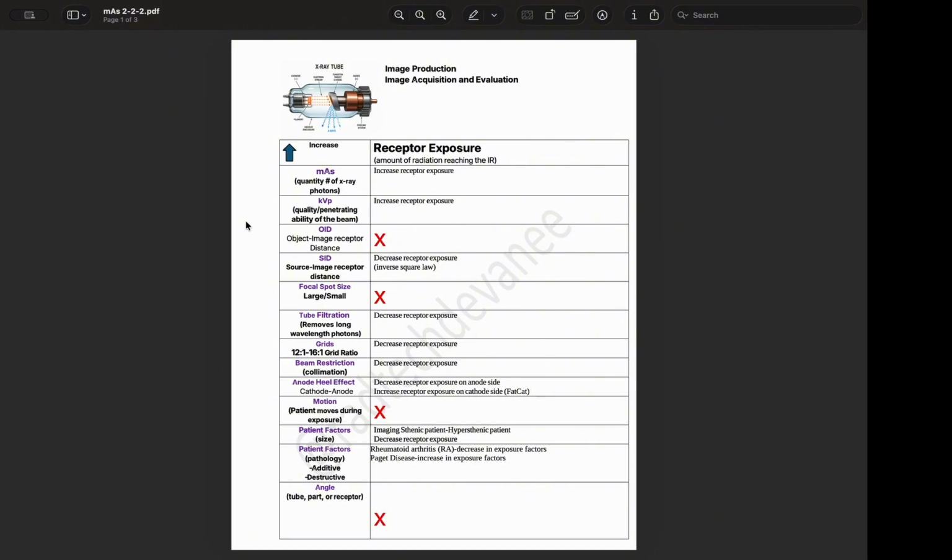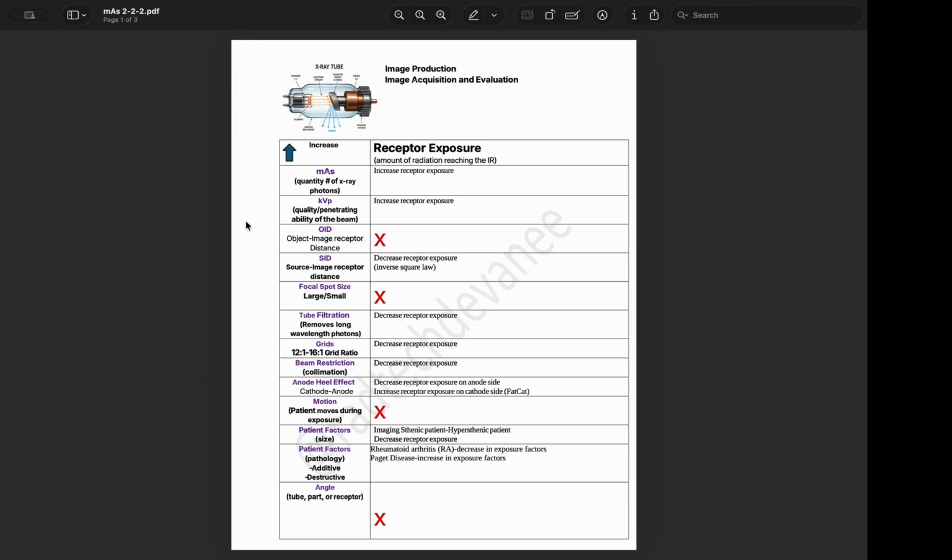Next, we have beam restriction. That is collimation, right? I like to think of making that square smaller, tighter. So that is going to decrease receptor exposure. There's going to be less radiation reaching the image receptor because that square is smaller. It's tighter.